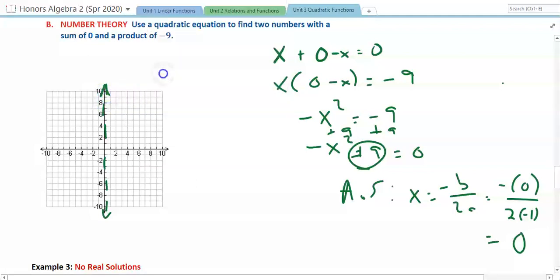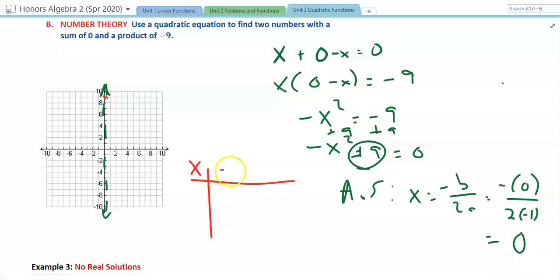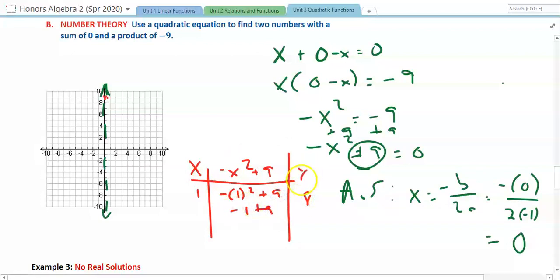But my dot will be up here at 9. Okay, and so now we need to find the rest of our graph. And so doing our table, x, we've got -x squared plus the 9. And we can plug in some x values here. We can go to 1, and so that's going to be the opposite of 1 squared plus the 9. So it's going to give me -1 plus 9, which is 8. And then so it's giving me a point there.